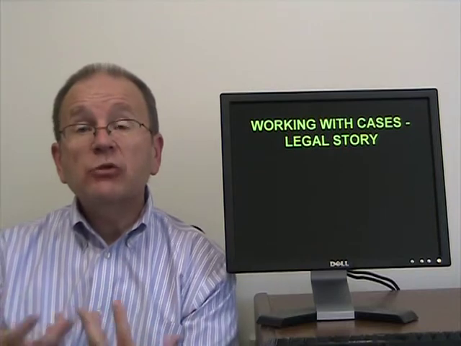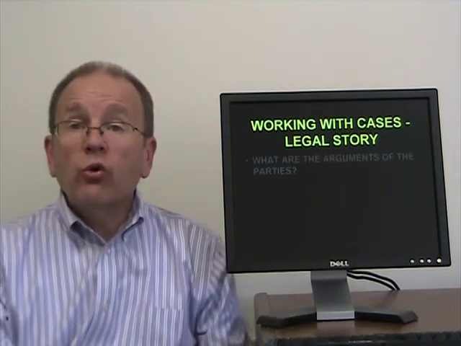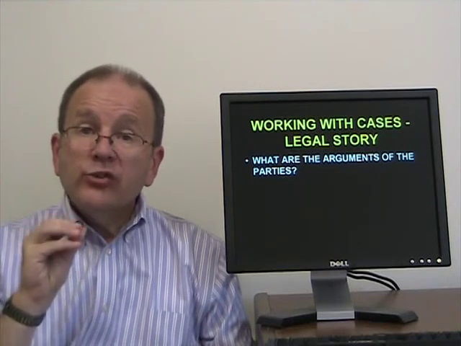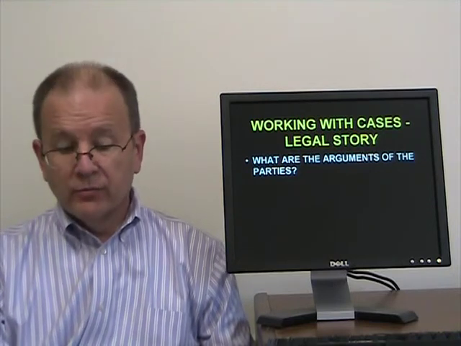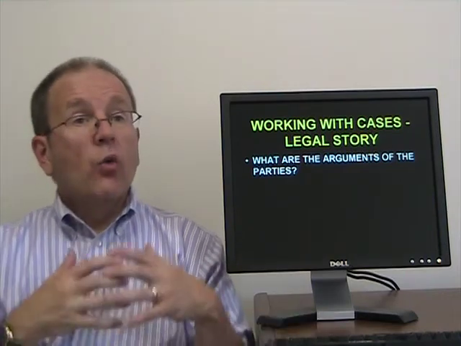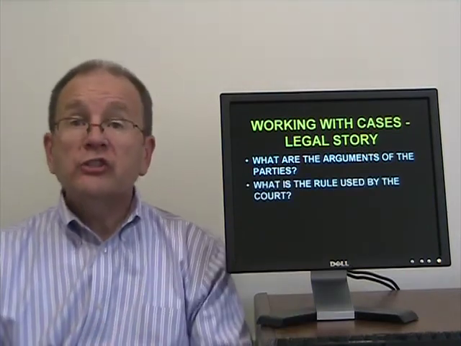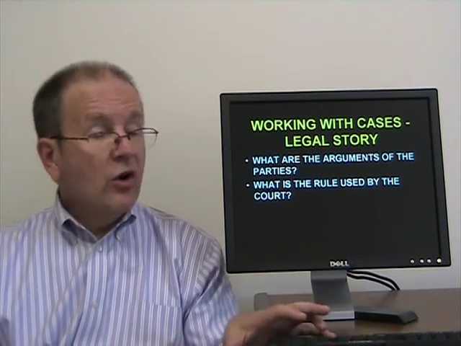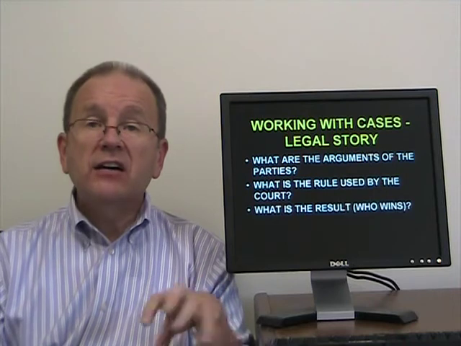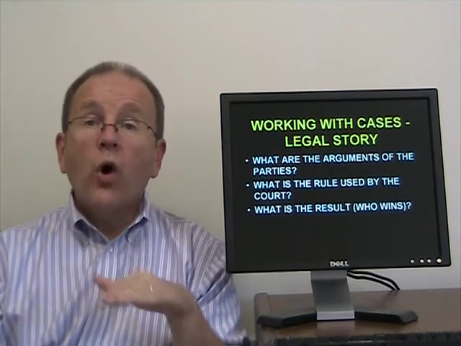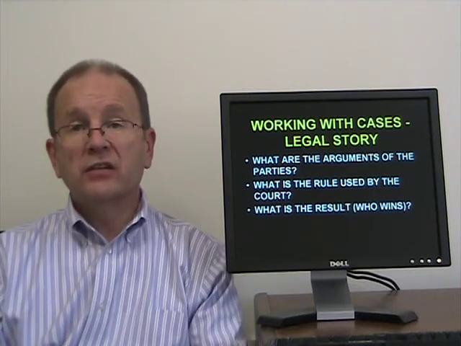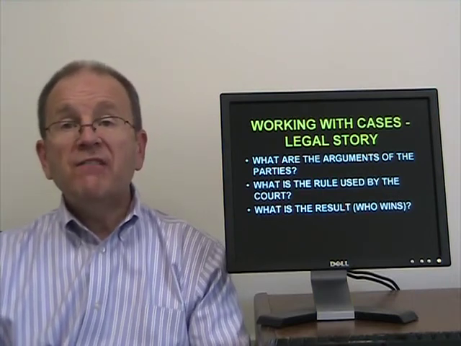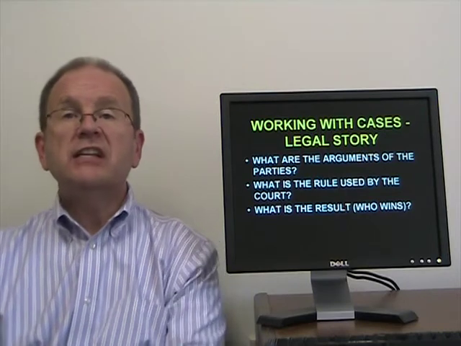Next, once we understand what those arguments are, what's the rule that the court adopted? Okay. What is the rule being used by the court? Once we know what the arguments are, and we know what the rule is, who wins? What's the result? Okay. And what's the court's rationale for its ruling? Why did it rule the way it did? How did it apply the rule? Maybe it found that an element was missing. Maybe it found that for policy reasons we need to have a new rule.